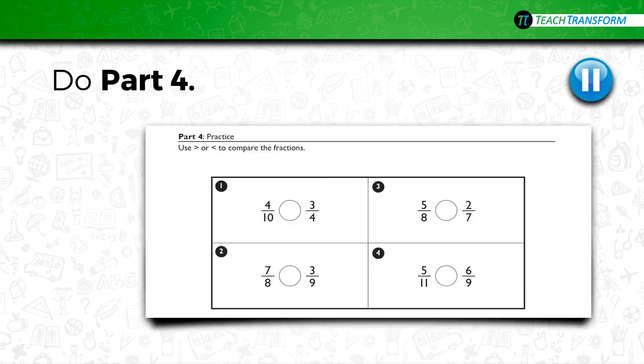Now do part 4 with your team. See if you can use mental math to determine which fraction is larger. Once you've finished, you can get the answer key from your teacher.